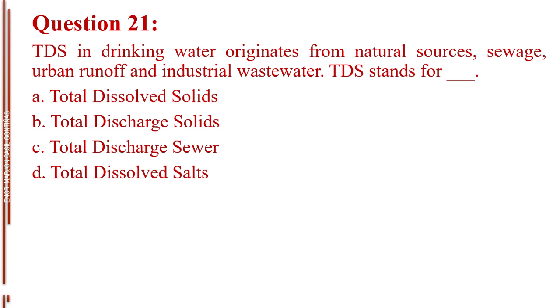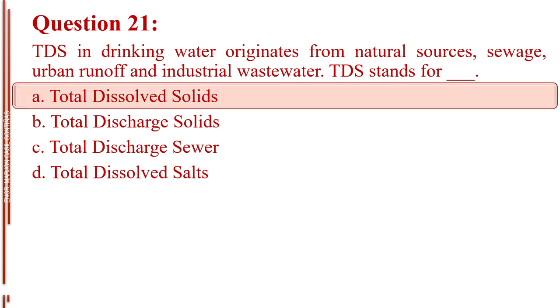Question number 21. TDS in drinking water originates from natural sources, sewage, urban runoff and industrial wastewater. TDS stands for blank. Letter A, total dissolved solids. Letter B, total discharge solids. Letter C, total discharge sewer. Letter D, total dissolved salts. The answer is letter A, total dissolved solids.